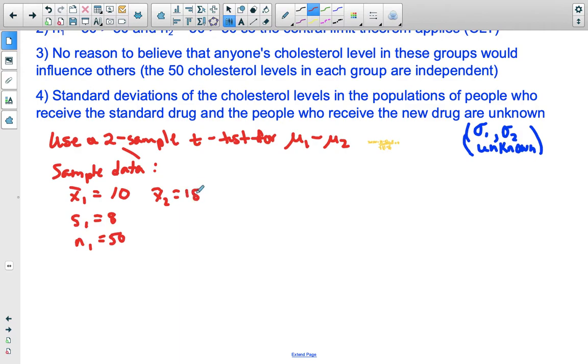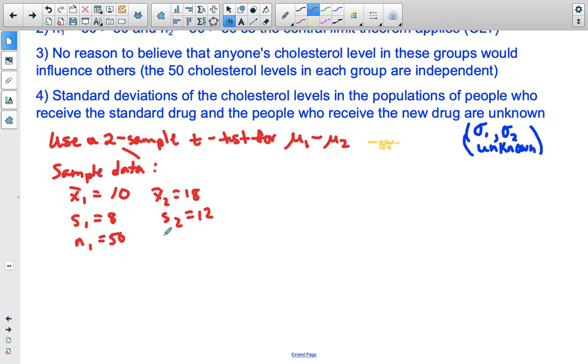So if you just look at the numbers, the new drug had 8 milligrams per deciliter more of a decrease than the standard drug. But they were also more variable, so that's something to consider too. That's a higher standard deviation. So we need to think now, is this difference we see here significant enough?